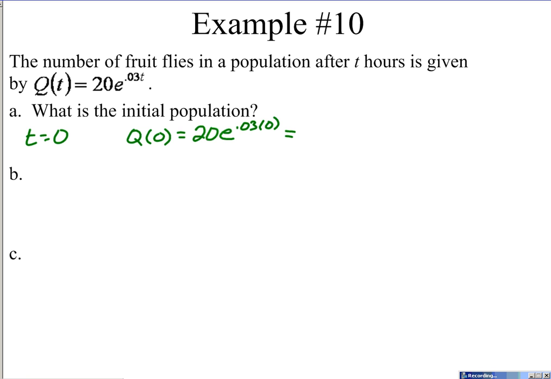Now simplify this. You shouldn't need to go to the calculator here. e to the 0 power is 1. So we have 20 times 1, which means that we are starting with 20 flies in this population.